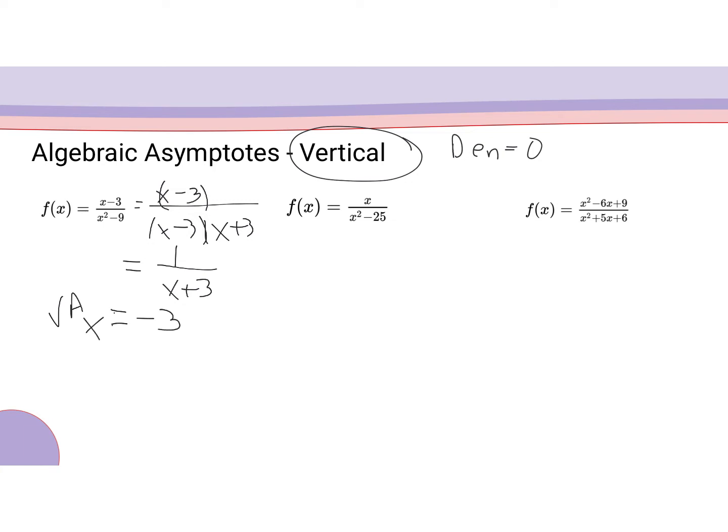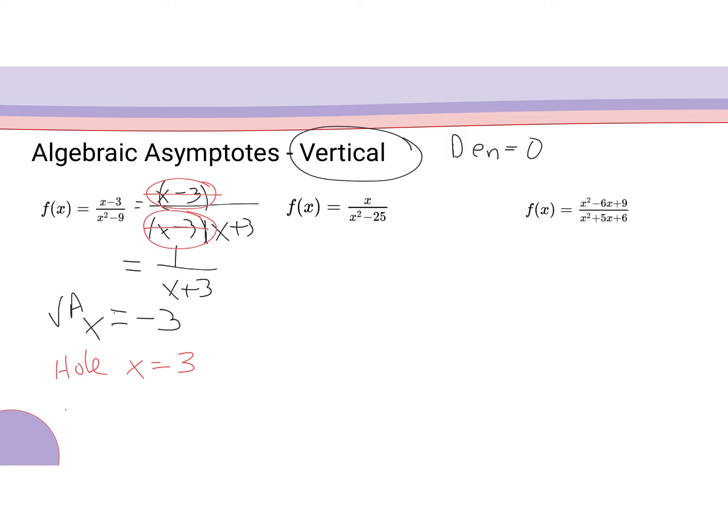Now, many of you may remember that when we cancel a factor like this, it no longer is a vertical asymptote, it's what we would call a hole in the graph. So there is a hole in the graph at 3, and when we go to graph the function, we'll graph a little open circle at that point. So that's how you find your vertical asymptotes.